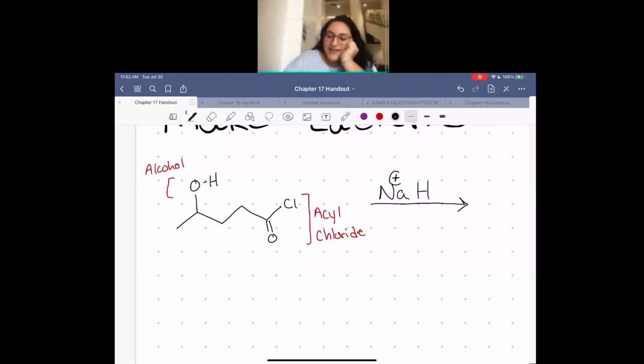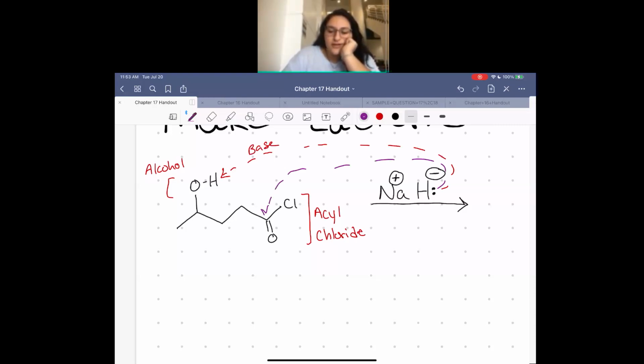Okay, so we know that Na is a plus, so we know that H has to be minus, right? And we've seen H minus in the semester before, and that was in reduction reactions. But in this case, we can actually have two options. Either it can act like a base and steal that hydrogen, or it can act like a nucleophile and directly attack the carbonyl. Which one do you guys think is favorable? Base or nucleophile?